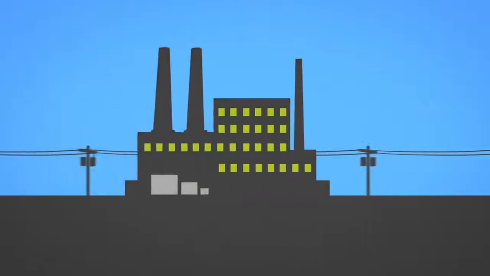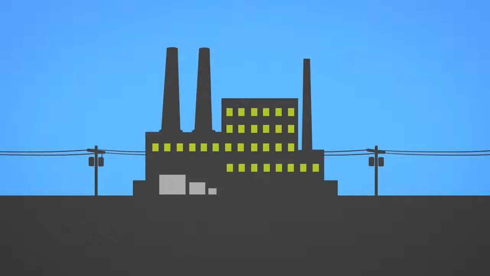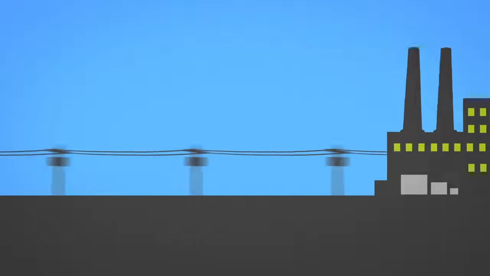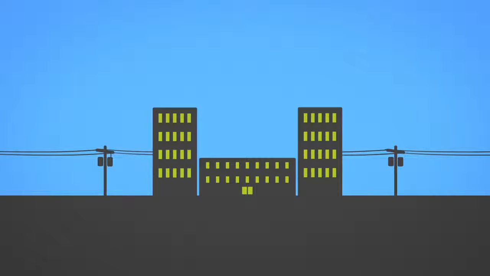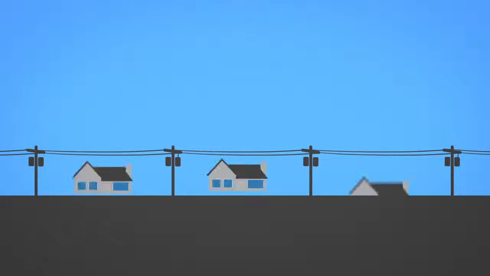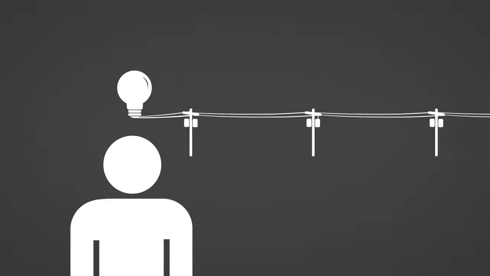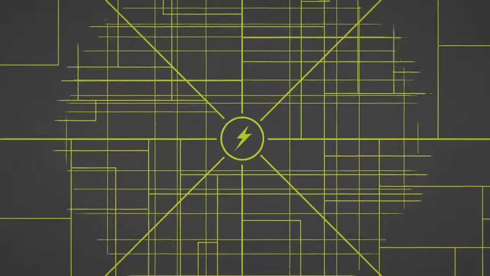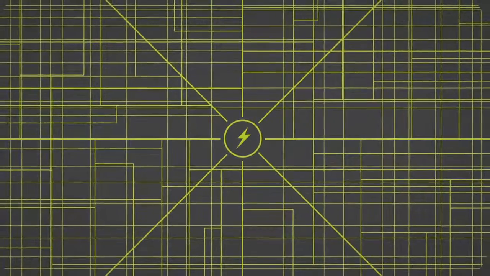For instance, industrial consumers are large facilities like manufacturing plants. Commercial consumers are office buildings or high-rise towers, and residential consumers are individual homes. The electrical grid is one of the most important inventions in our modern world. The centralized nature of the grid has made it an ideal structure for large-scale electricity production.